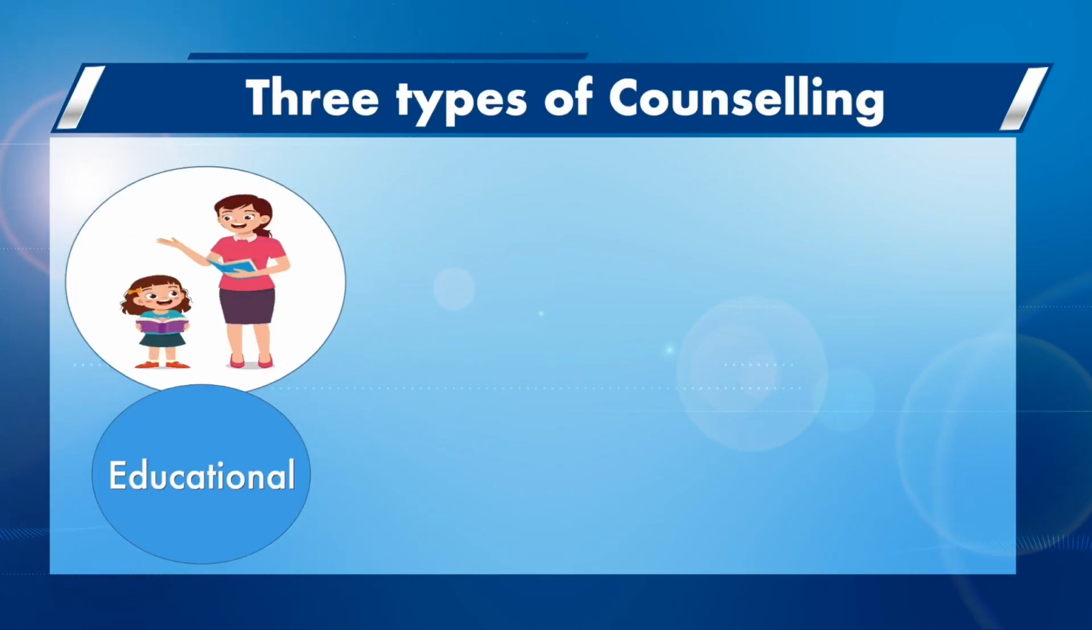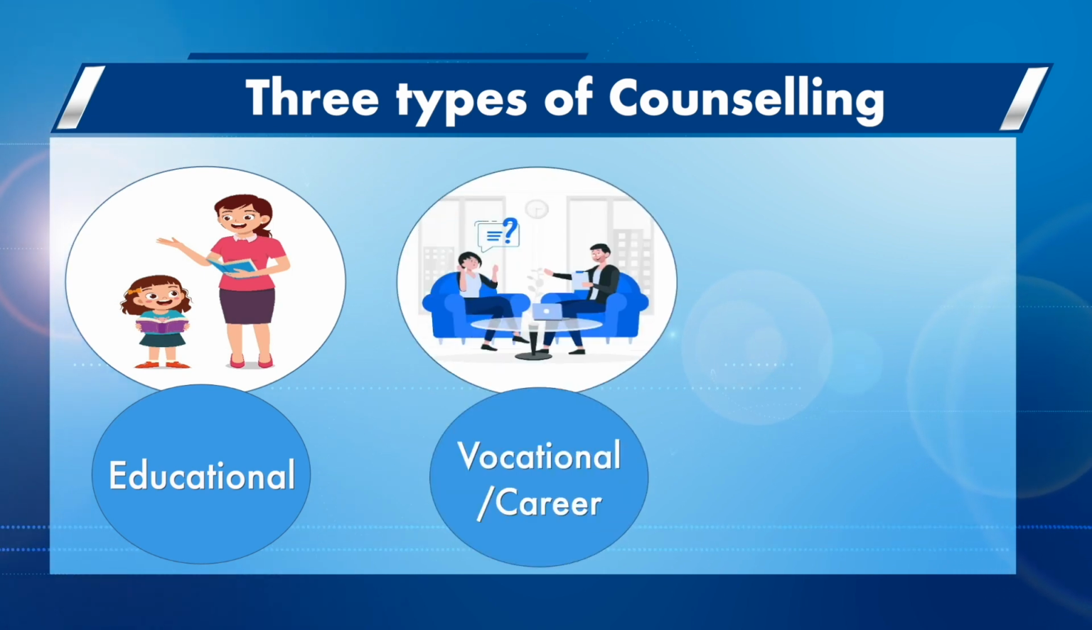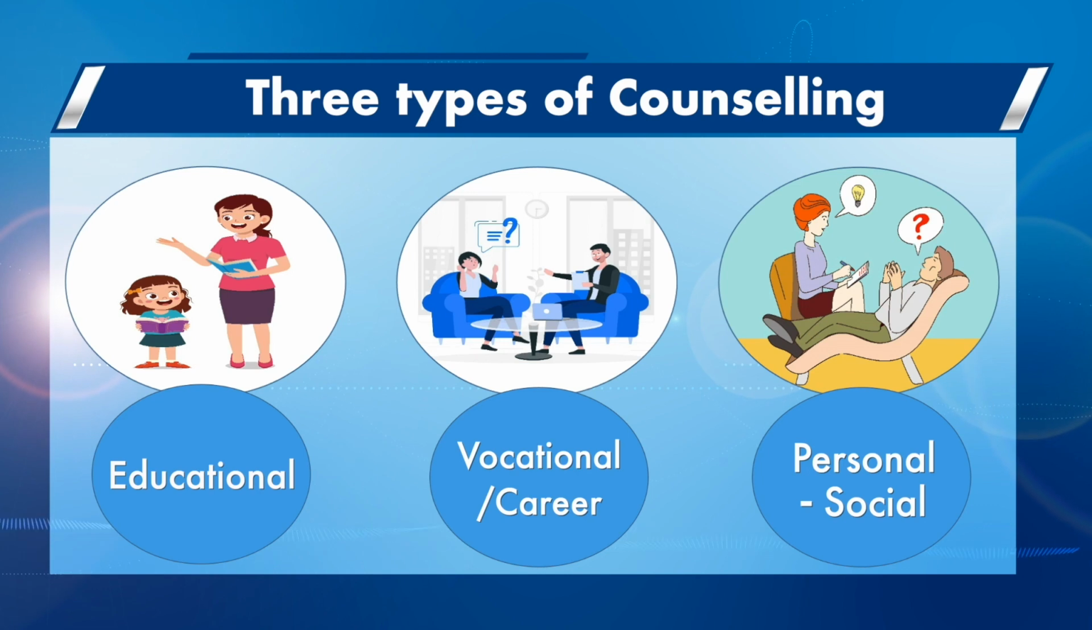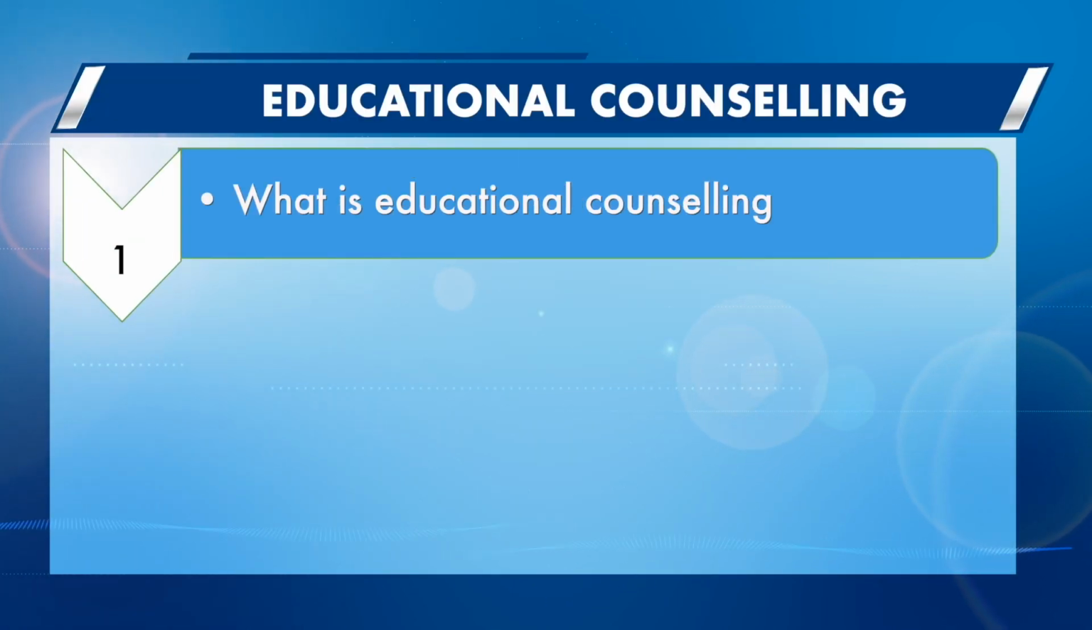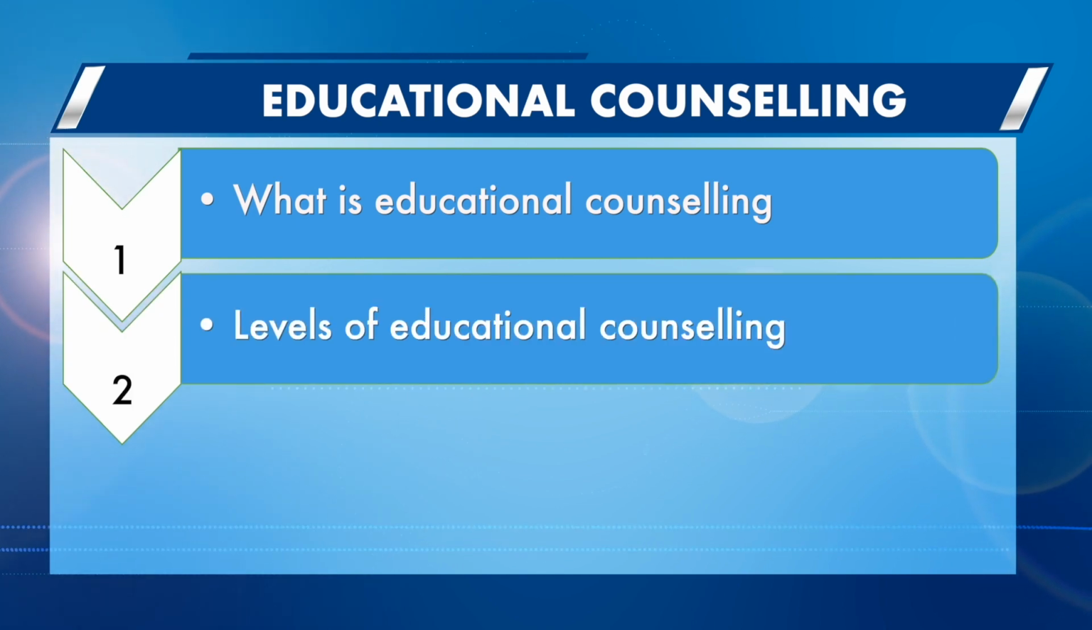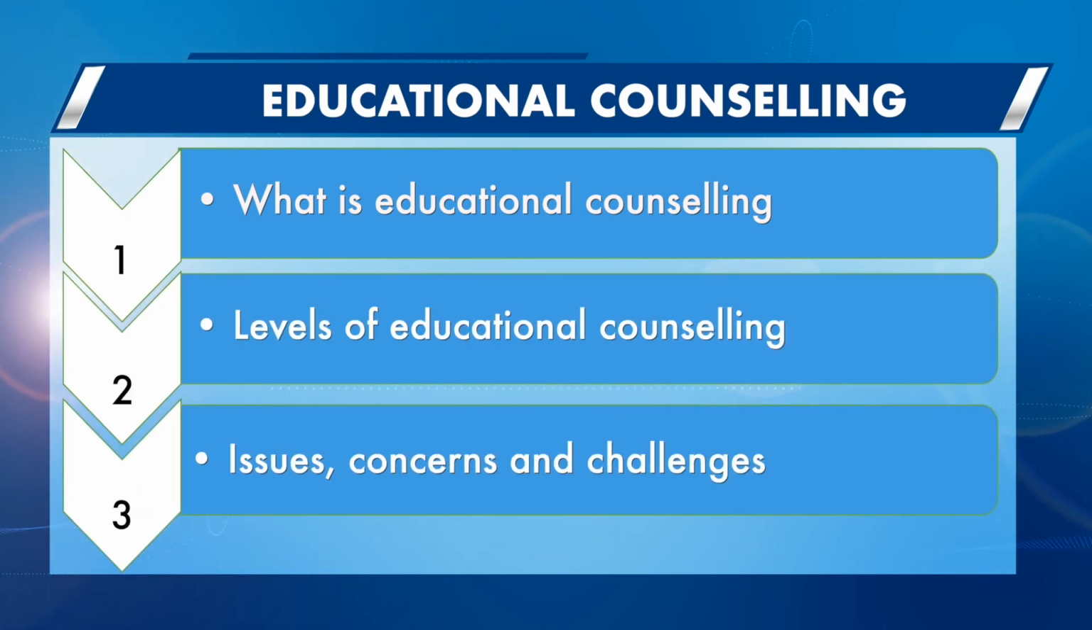So with all these objectives, now we can say that broadly we can talk about three different types of counseling. One is your educational counseling, second is your vocational or career counseling, and the third one is personal and social counseling. Now let us discuss each type of counseling in detail. First of all, let us take the educational counseling. Here we will talk about what is educational counseling, what are the levels of educational counseling, and what are the issues and concerns or the challenges that are faced by different persons at each level.